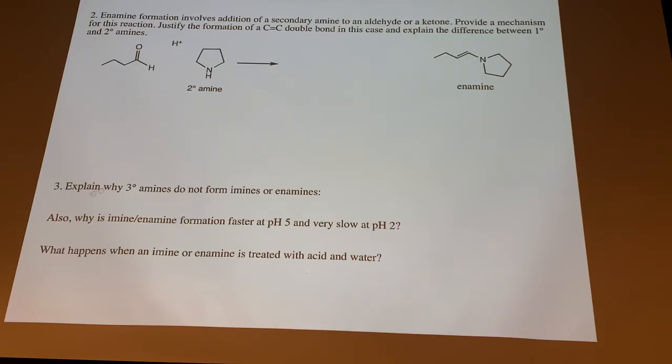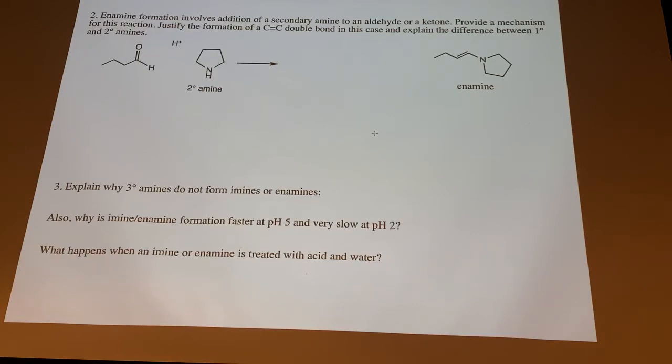And then explain why tertiary amines will not form enamines. And also, why is the reaction faster at pH 5 with a little bit of acetic acid? And what happens when they're treated with acid water? Well, we already talked about this in the case of the imines. They reverse back to the aldehyde or the ketone. So let's pause your video and work on that for a second.